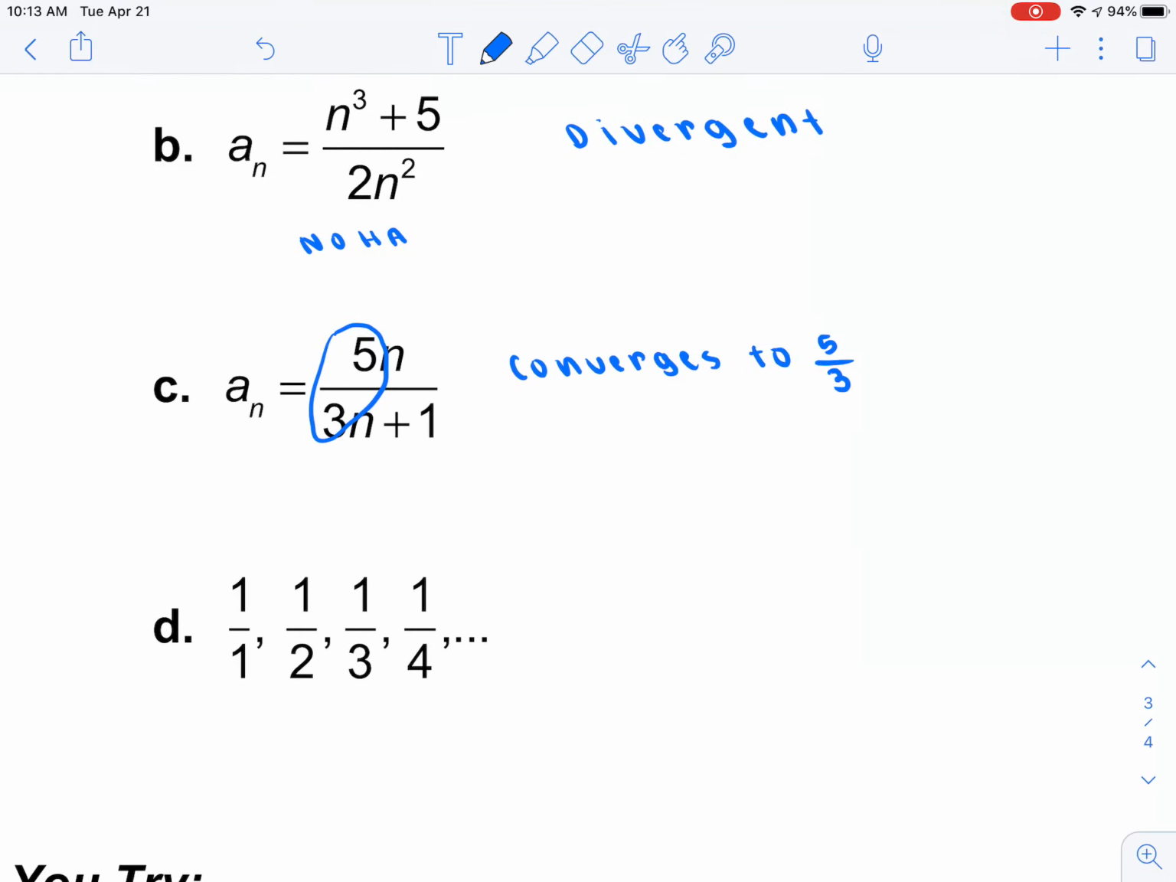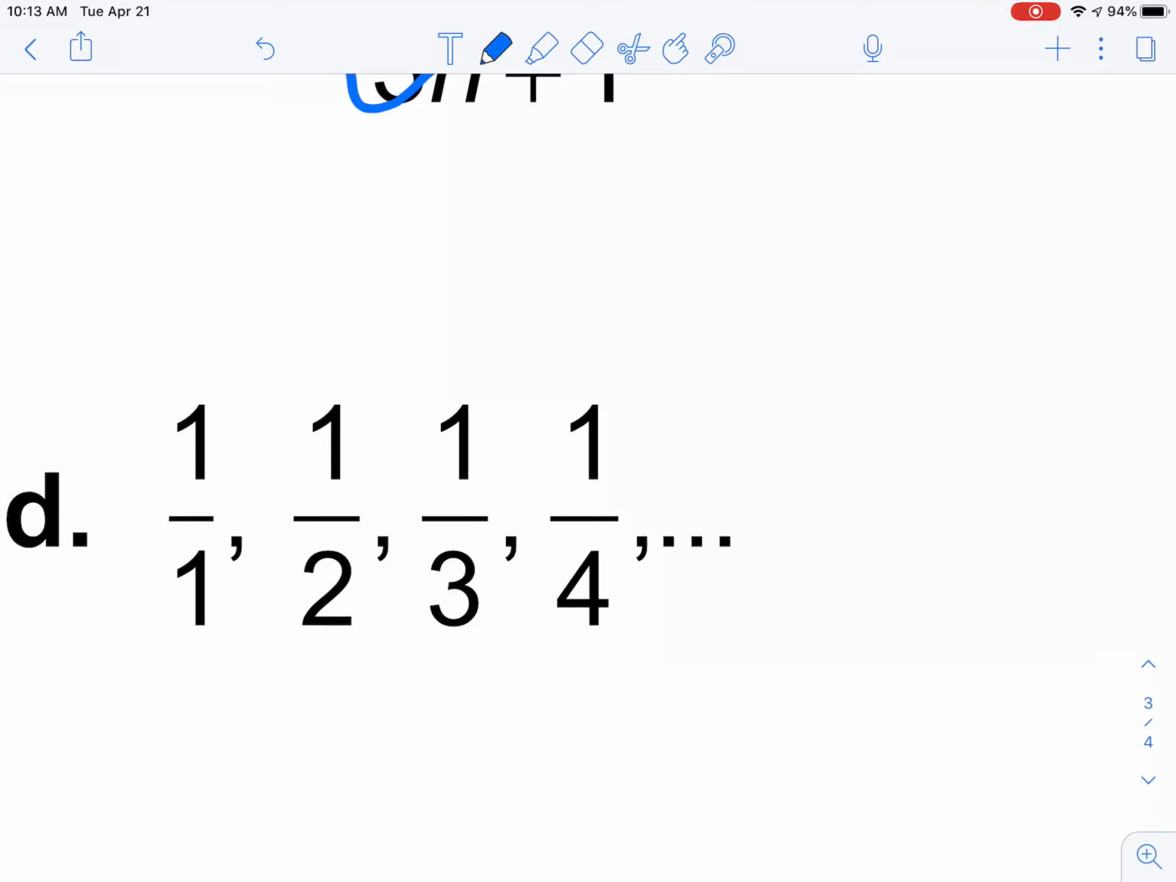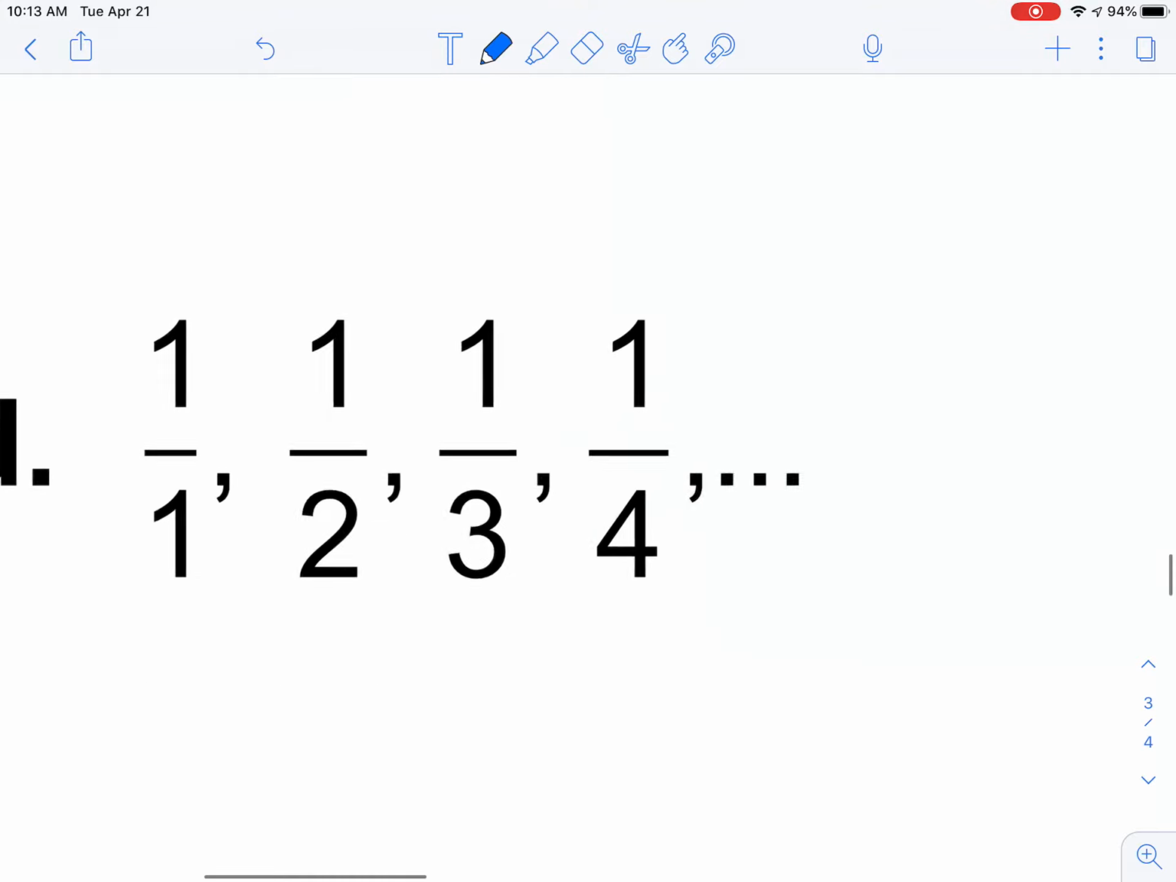Now, for part D, this one's a little different because it doesn't give us a formula, but think about it. If you see that we start with 1, and then we're at a half, we're at a third, a fourth, the next would be a fifth, a sixth, a seventh, an eighth. You're seeing that that denominator value is getting larger and larger.